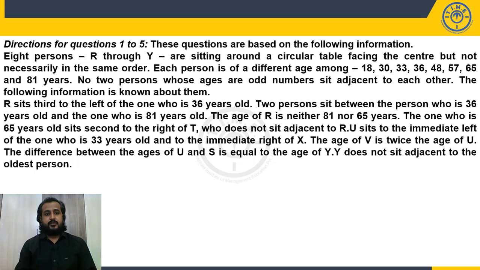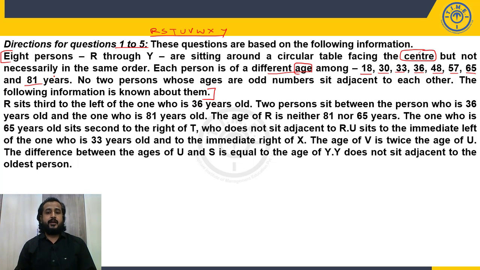Question number 125. As we know, question number 125 is circular and QBR. Once you read the basic information, you will get some idea. 8 persons R through Y. R through Y means R, S, T, U, V, W, X and Y. 8 persons are sitting around a circular table facing the center. Clearly mentioned, facing the center. Each person is of a different age. We have also been given the ages of those persons, and the values are given: 18, 30, 33, 36, 48, 57, 65 and 81.